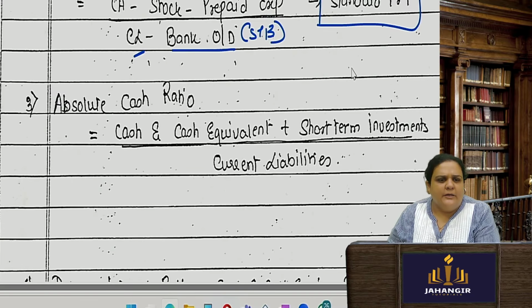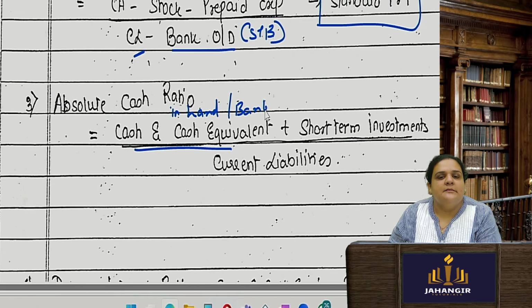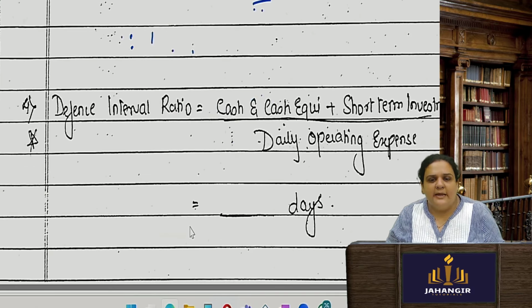Then there is the absolute cash ratio. This is not very important, but I'll explain what absolute cash means. Cash and cash equivalents means cash in hand, cash at bank, plus your short-term investments which can be easily converted into cash, upon current liabilities. Again, it will be in the form of x is to 1. Okay, there is no standard in this.